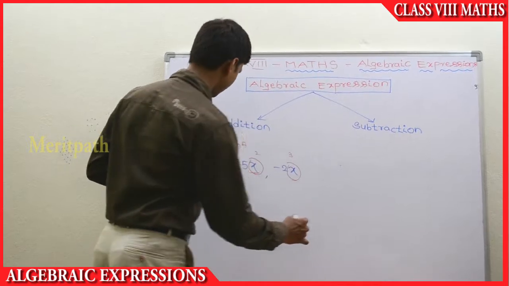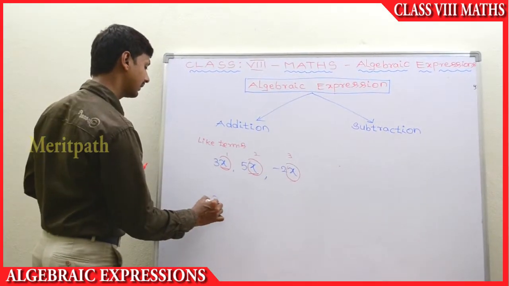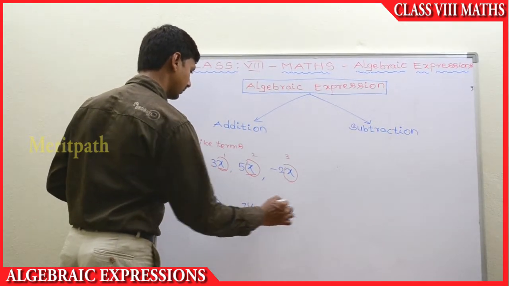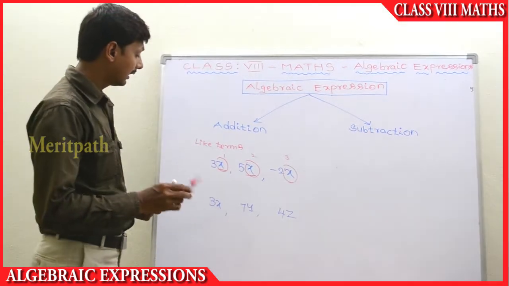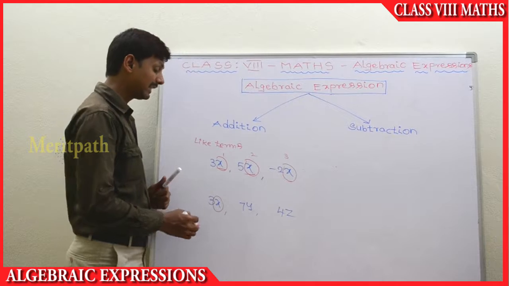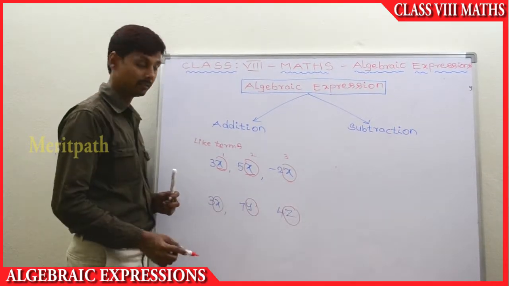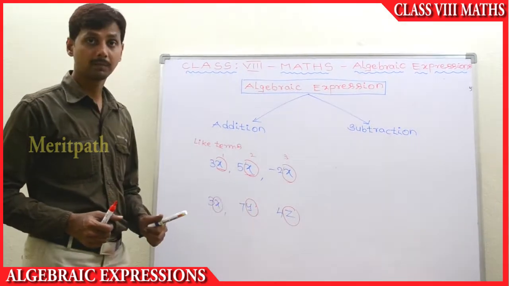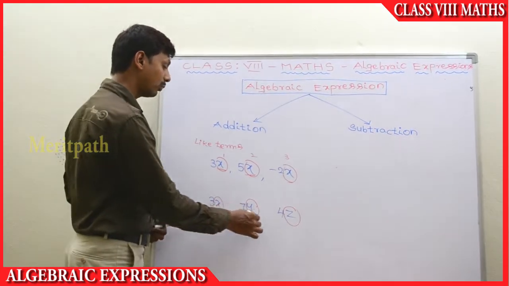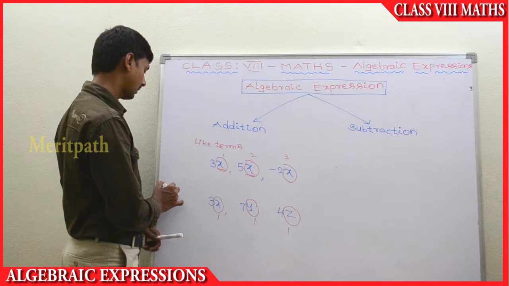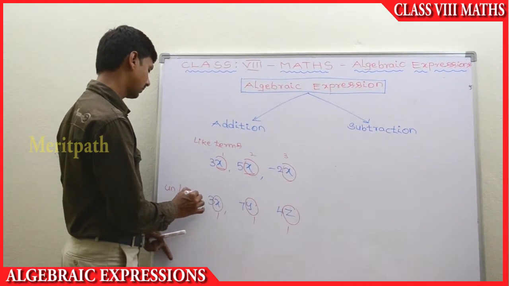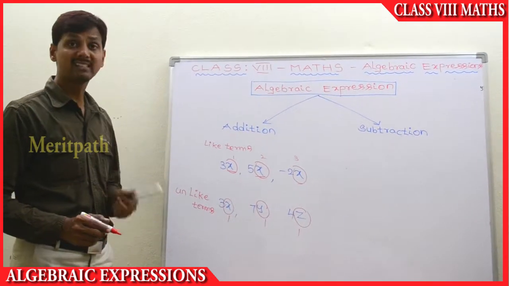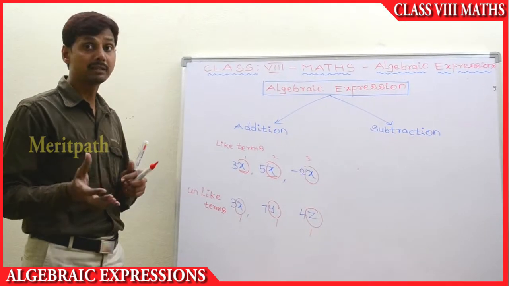For example, we'll take another example: 3x, 7y, 4z. Here the variables present in these terms are x, y and z. So the variables present in each term are different from one another, x and y and z, and these are called unlike terms. So there is a rule for like terms and unlike terms.